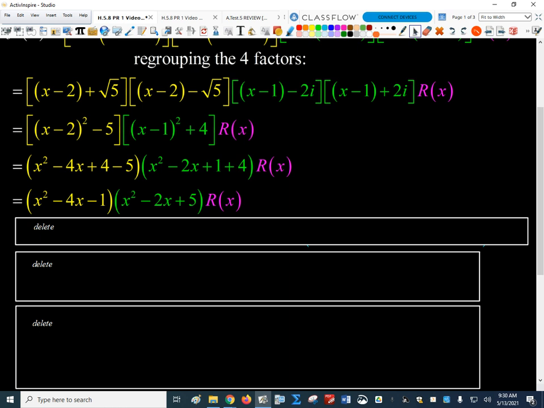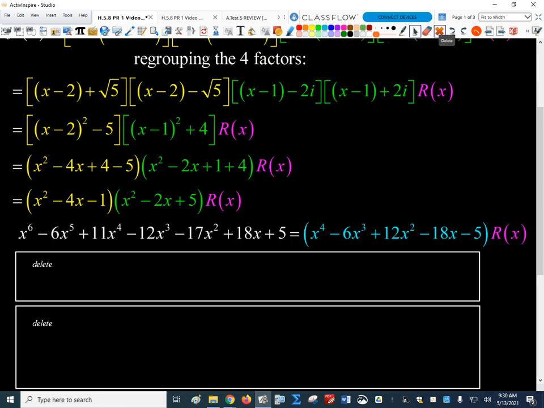Now that's kind of a pain to do. I've got to FOIL all that stuff out. That's not easy, but we can do it, right? If I multiply all that stuff out, you like my color coding here? Yellow and green makes blue, right? So how about that? It's pretty good.